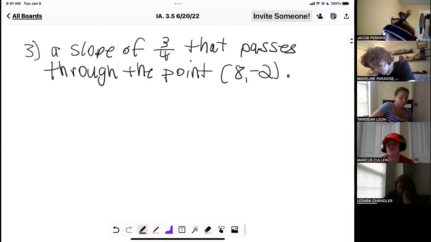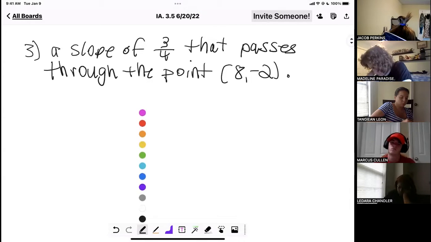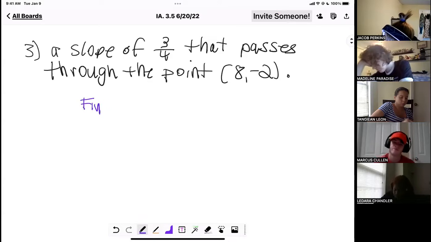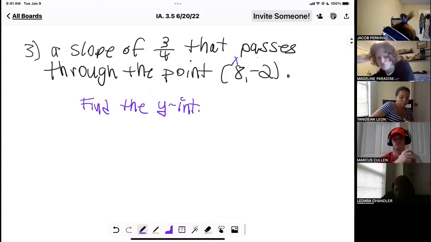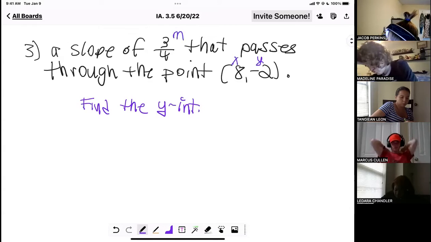It's the same idea. I have everything. I don't have B. So we are going to find the y-intercept. How do I do that? Because I have everything I need. I have my x, I have my y, I have my slope of m. So we're going to put it in.